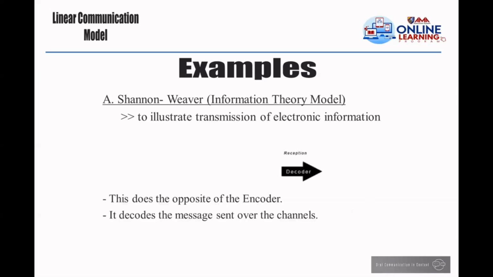For the decoder, the reception, this does the opposite of the encoder. It decodes the message sent over the channels. Here, the decoding part is not the interpretation part. Instead, it is the receiving part only. The decoder will receive the message sent by the sender using a transmitter and the channel. Okay, that is the decoder or the reception or receptor.